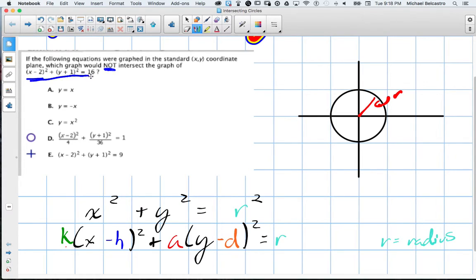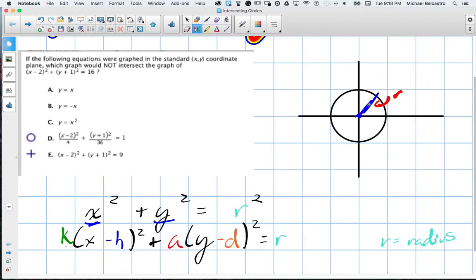So this here is the equation of a circle, hence why the diagram over here. And we need to figure out which of these does not intersect it. So we need to kind of establish the rule of circles. A circle with the center at the origin, which is kind of drawn here, would be written like this: x² + y² = r².